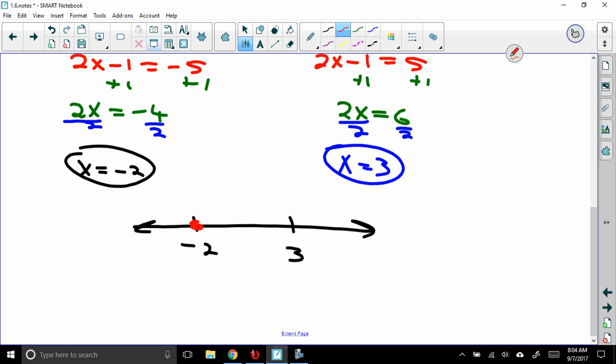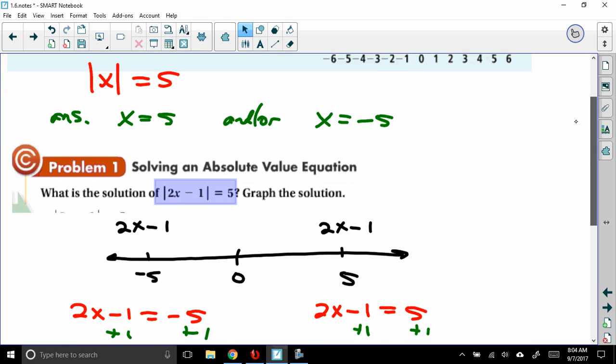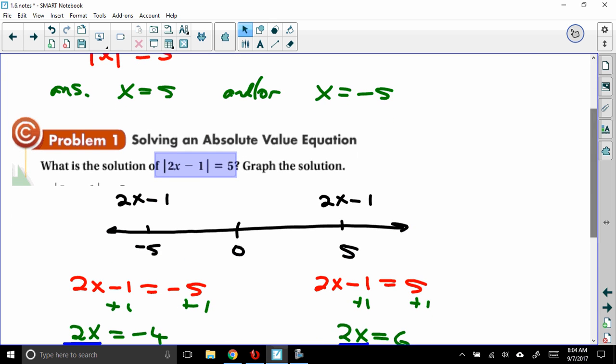Closed dots, because x does equal that, and x does equal that. Okay. Now last week I mentioned that there's more than one way to solve an equation. The equation that we're solving is that the absolute value of 2x minus 1 is equal to 5. We mentioned last week that you could solve that by graphing, so I just want to reaffirm that.